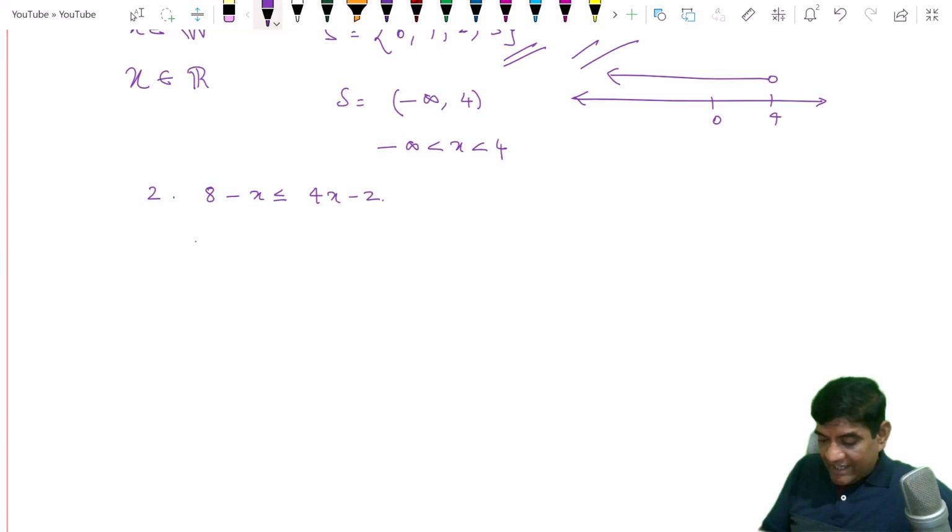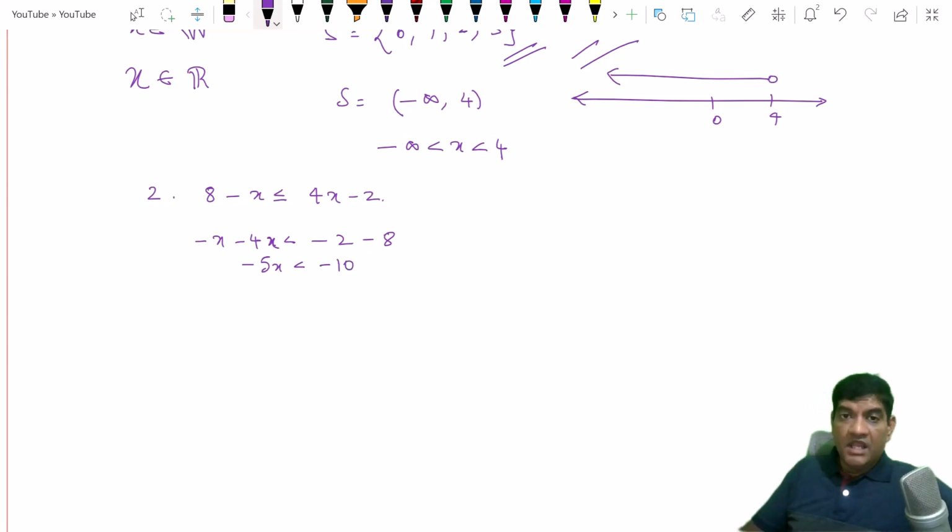So when I do that, I'll have minus x minus 4x is less than or equal to minus 2 and then minus 8. So this is going to become minus 5x is less than or equal to minus 10. If this was an equality, I would have gone ahead and said that x is equal to 2. However, in inequality, we don't do that.